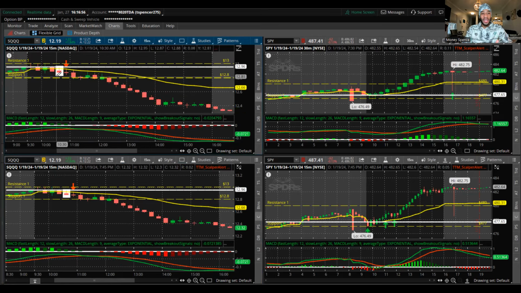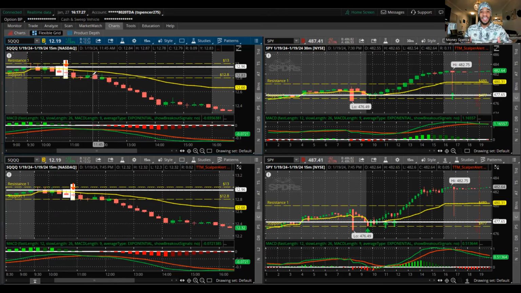So you could have got in right here for a solid entry, or if you wanted to wait for confirmation, the TTM scalper alert identified additional selling pressure from 10:45 a.m. through 11 a.m. So you could have got in right here if you missed your first entry, and then you could have rode it all the way down to the $12.40 level once we broke below support level number 1.